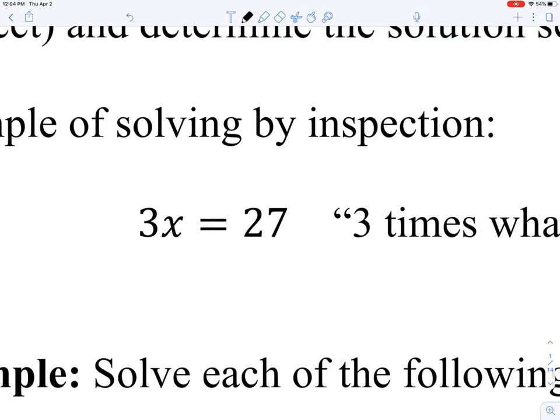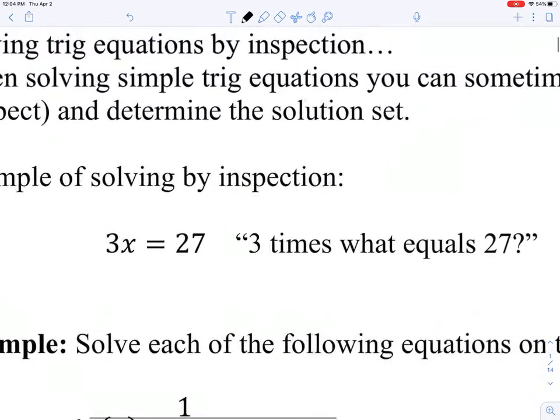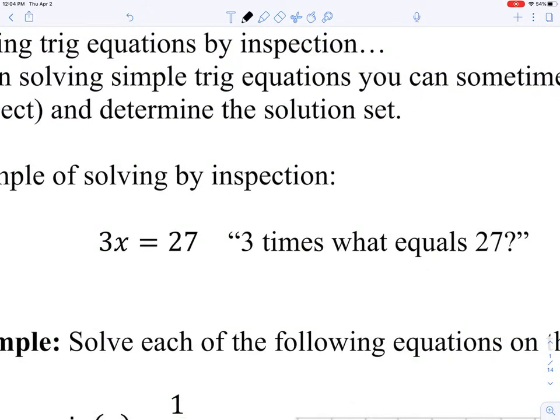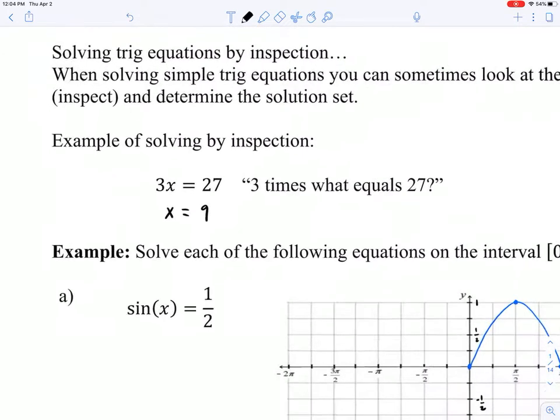An example of solving by inspection would be just looking at this equation and thinking to yourself, 3 times what equals 27? You go, oh, well, if x were equal to 9, 3 times 9 equals 27. So when you're solving by inspection, you're not thinking about applying any properties of equality, like dividing each side of the equation by 3. You're looking at the equation and thinking, well, what would make this a true statement?